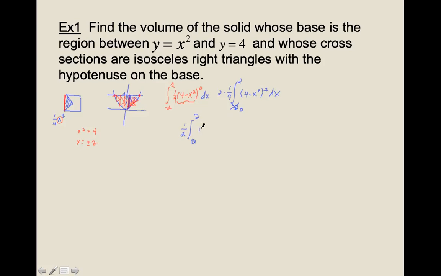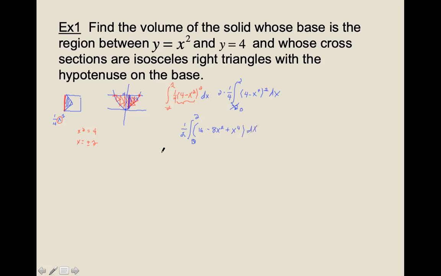So 4 squared is 16. I have 4 times negative x squared and 4 times negative x squared for a total of negative 8 times x squared. And x squared squared would be a positive x to the 4th power. So that's what I get when I square this whole thing, and do that times dx.